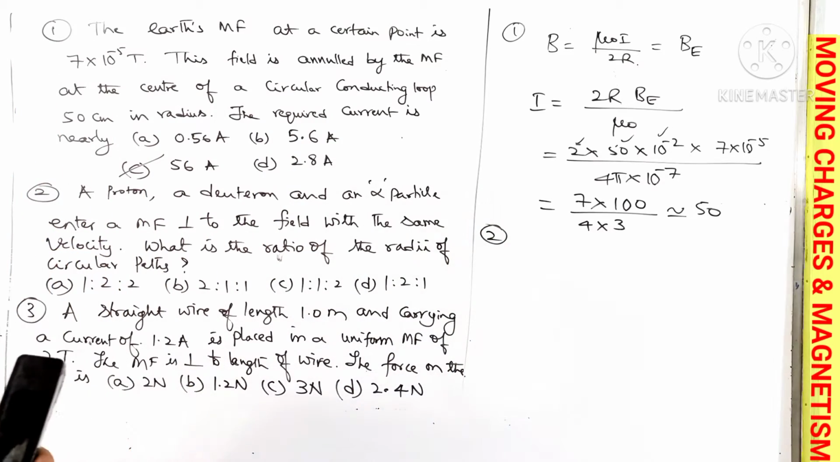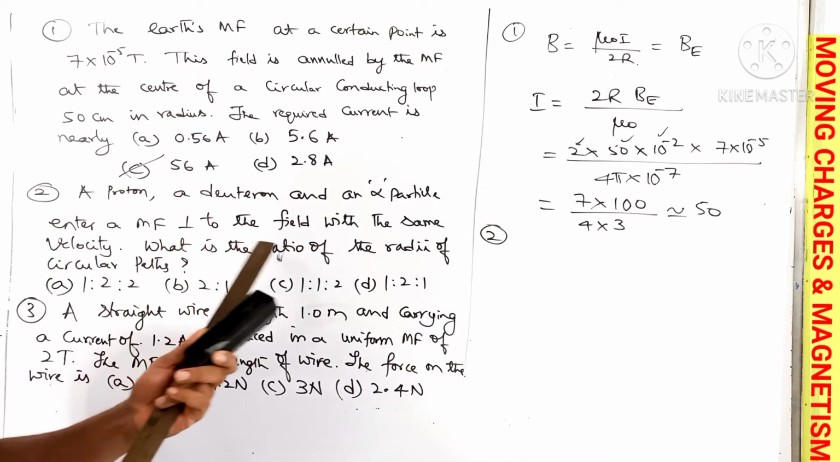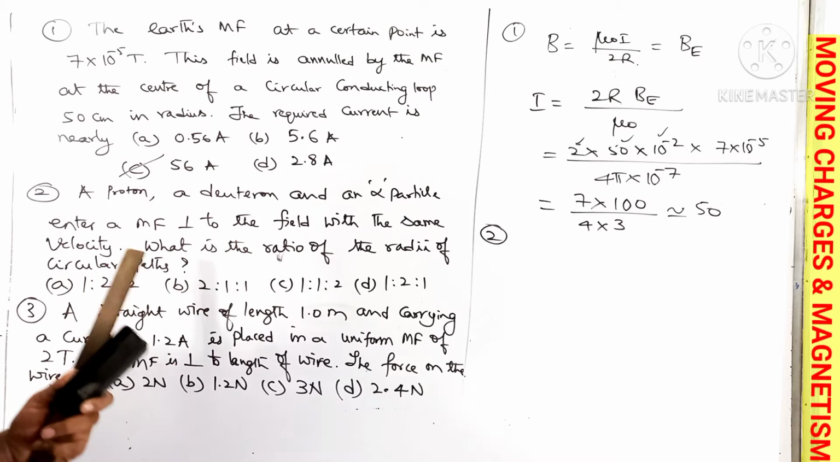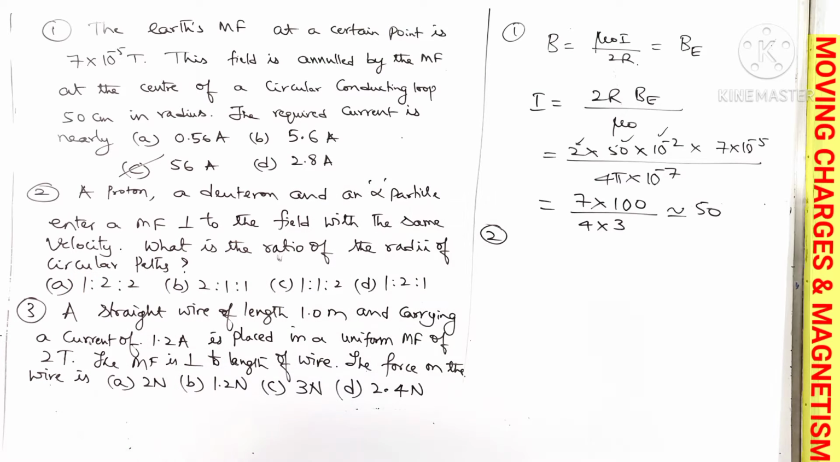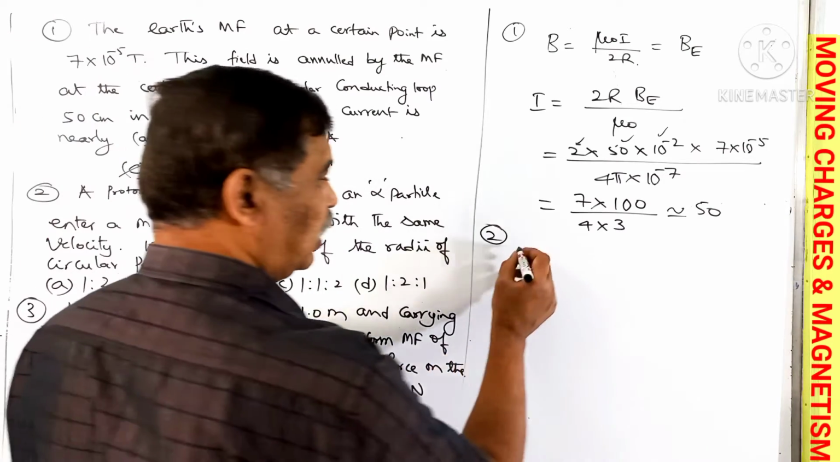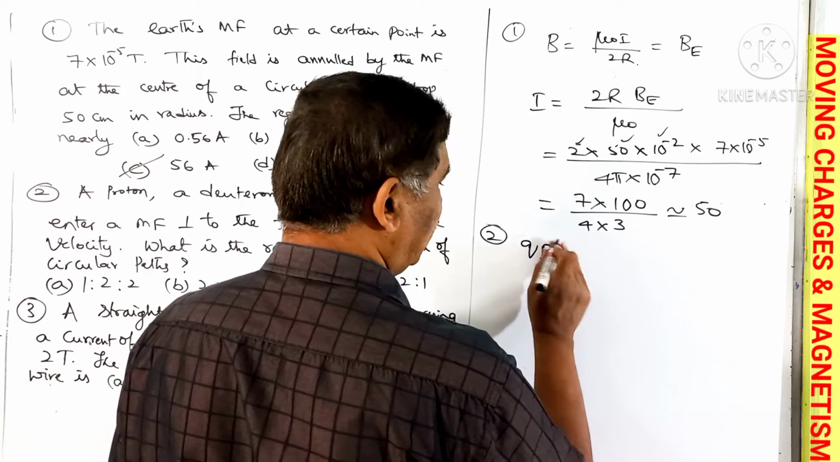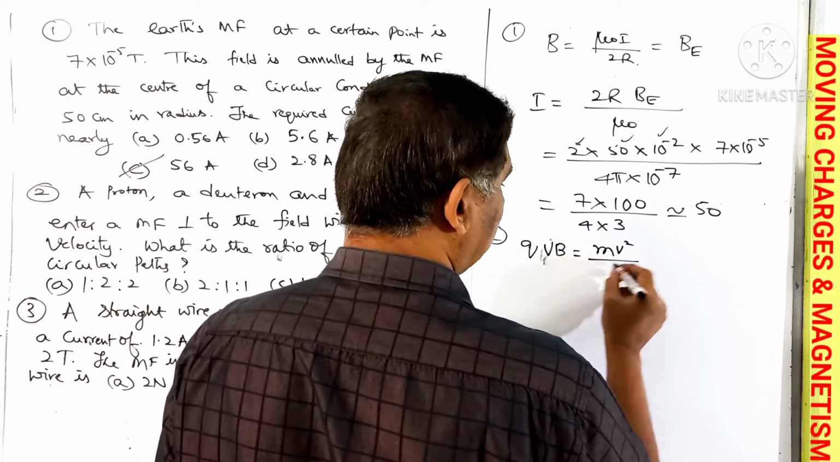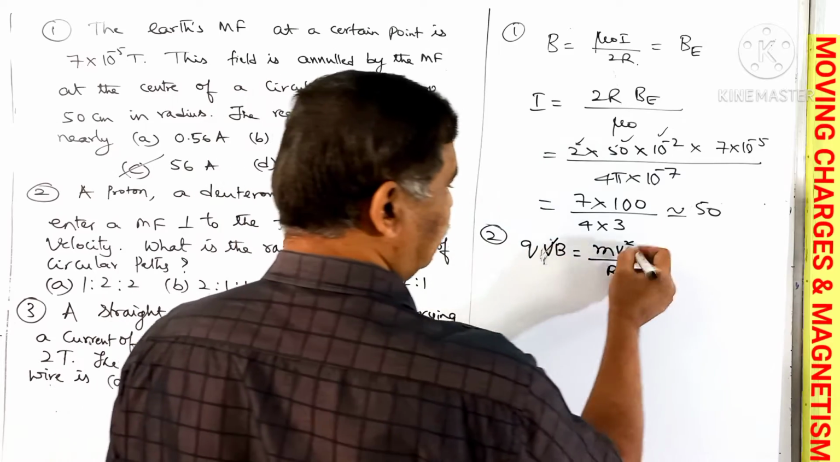Second one is: a proton, a neutron, and an alpha particle enter a magnetic field perpendicular to the field with the same velocity. What is the ratio of the radius of circular paths? This is one of the CET papers. In the previous session also I discussed a similar problem. So we have to take QVB is equal to MV square by R. If you remember, it's well and good.